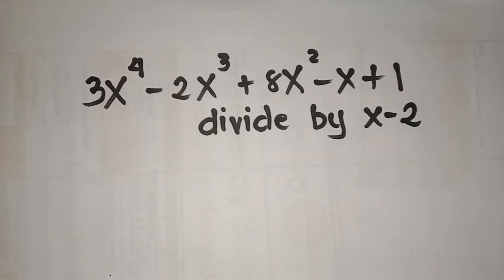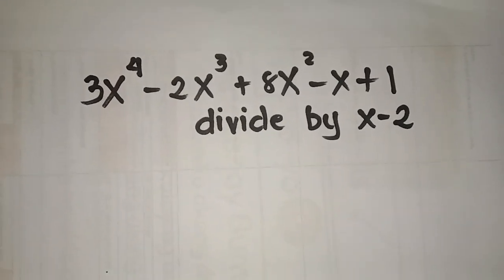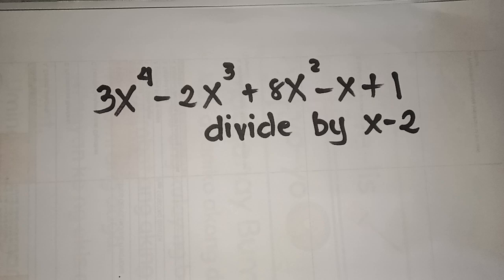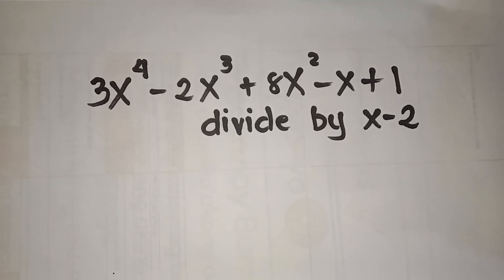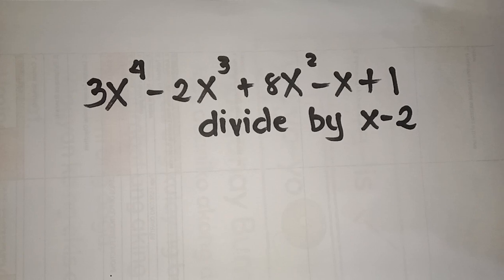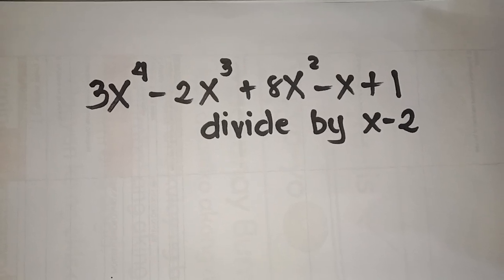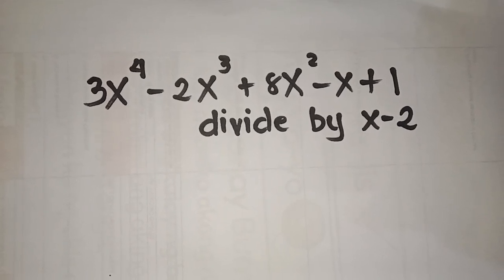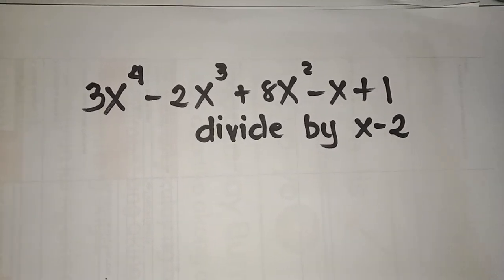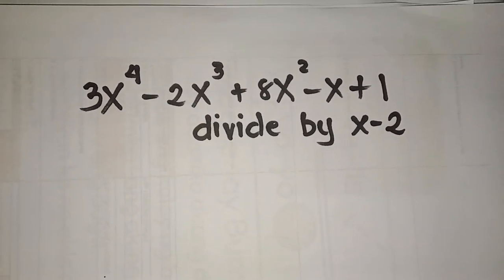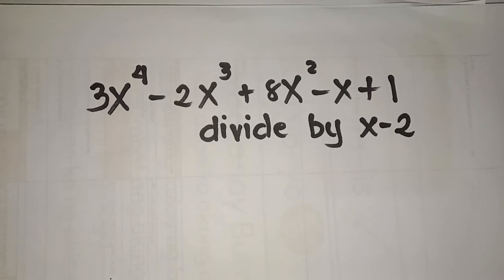Alright, so ngayon ating isosolve ang problem na ito. So this is 3x to the fourth minus 2x cubed plus 8x squared minus x plus 1 divided by x minus 2. So this time, okay, we will use the synthetic method.